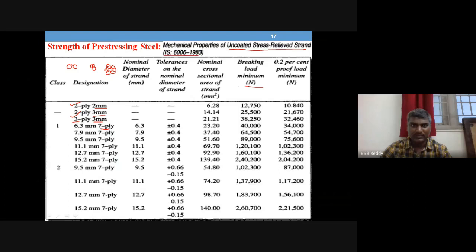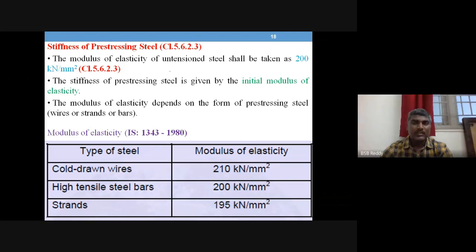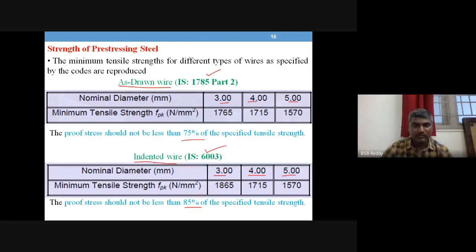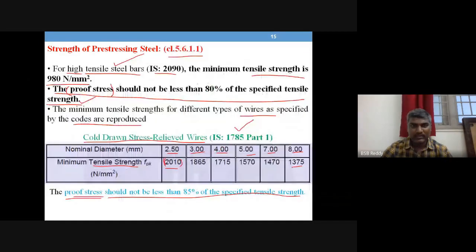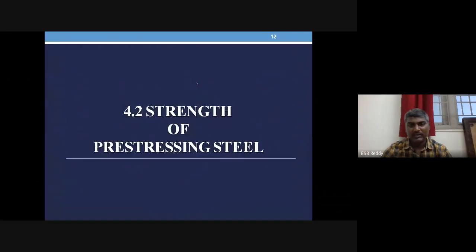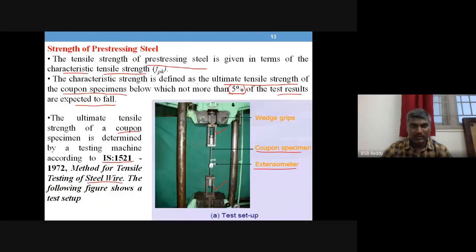So IS 6006 will give you the properties of these strands. All these are strands, okay. So 2 or more wires, or 2, 3, 7 wires will be spun together to form a strand, okay. So that is another form of steel. Okay, so that's about the strength values, like how much should be the tensile strength of the wire for different categories, and how do you test it, and how do you accept the steel that you bought.